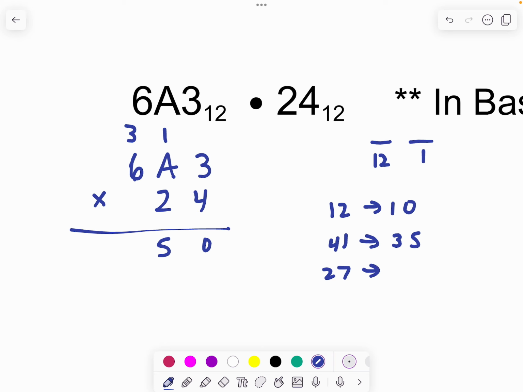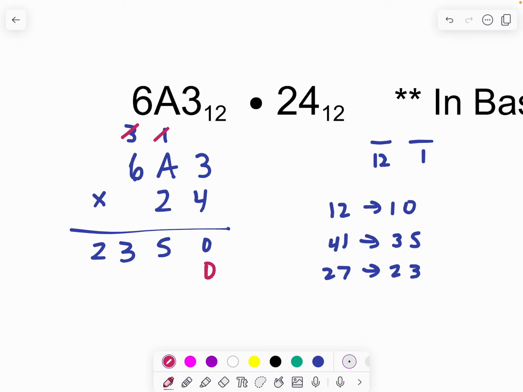So again, how many 12's? I have 2, giving me 24 with a 3 left over. So I'll have 2, 3 here. All right, now when I go to start multiplying the 2, I'm going to cross these off so I don't think that I have to use them. I have my placeholder 0.